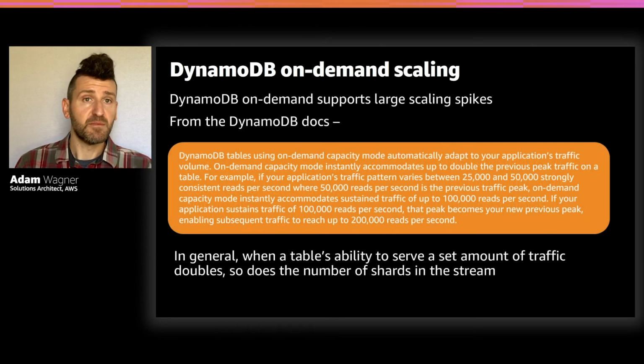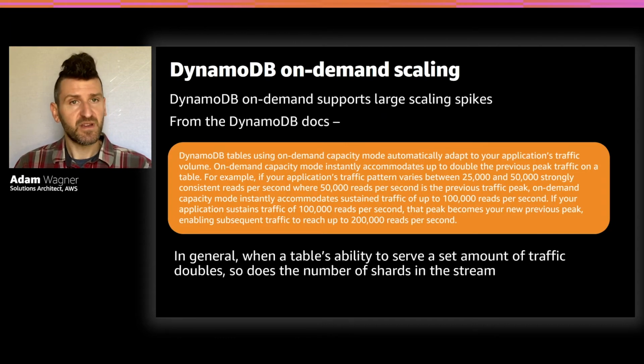The reason that this is important for our scaling workload is how on-demand tables work under the hood, from the Dynamo docs. If you do have some really big spikes in your on-demand table, in the background, that table will basically double its capacity to be able to handle bigger spikes in the future. And when you double the capacity of a table, in general, you also double the number of shards in the DynamoDB stream.